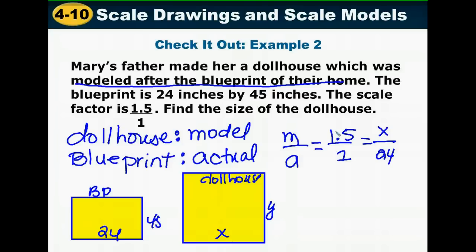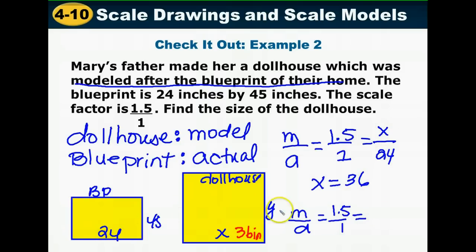Let's go ahead and do that. And that will be 36 inches. So x will be 36. So this right here is 36 inches. Now let's go ahead and find the other dimension. Again, using the same ratio, 1.5 to 1.